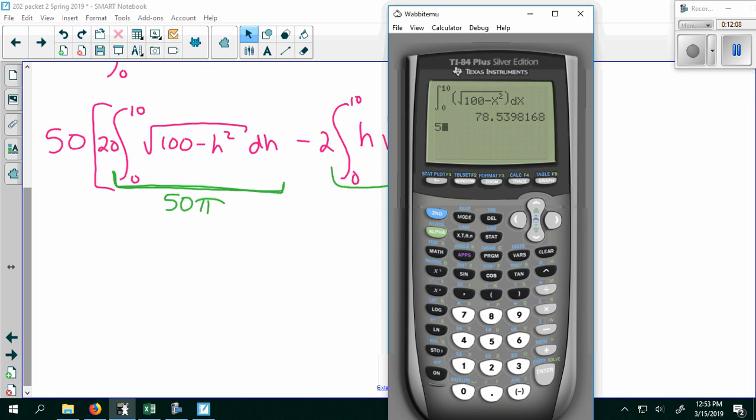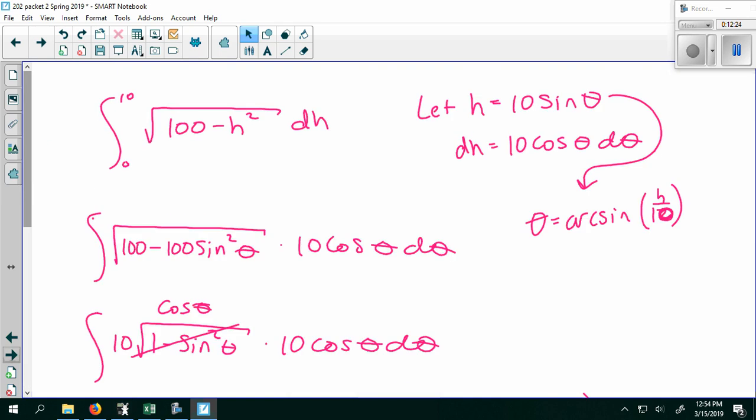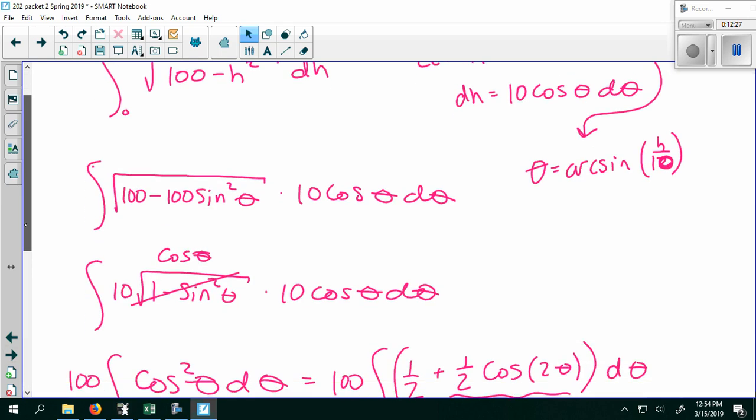78.53. Oh, I don't think that's 50 pi. Let's see, 50 pi is 157. I think I'm off by a factor of 2, right? If I divide this by 2, yeah, then I'd be right. So I'm missing a factor of 2 somewhere in the work that I did to get this 50 pi. So let's see if I can find that.